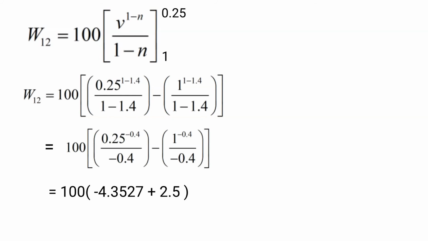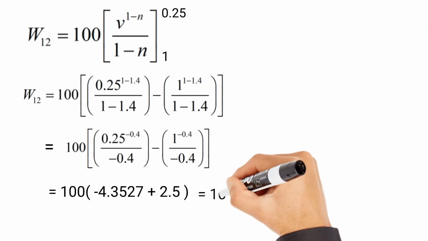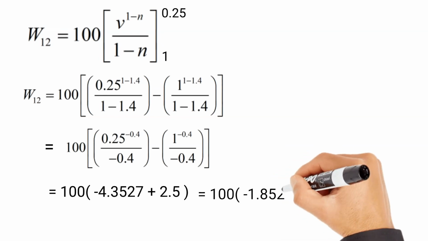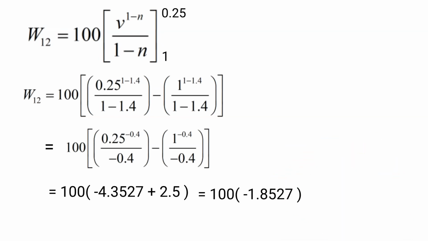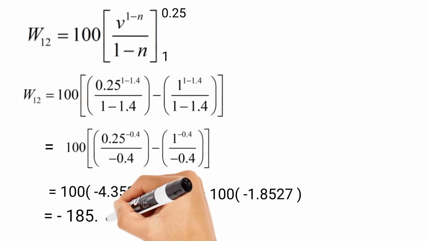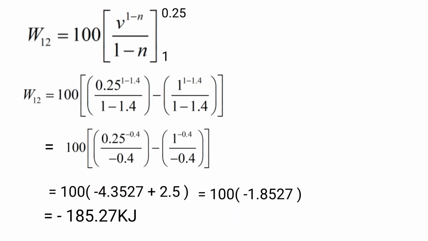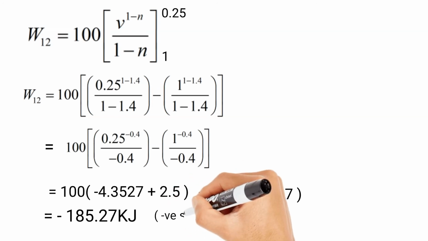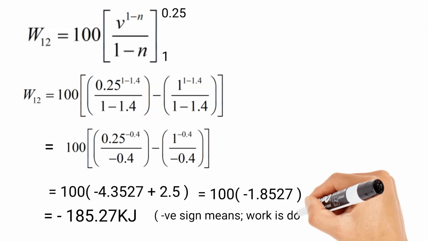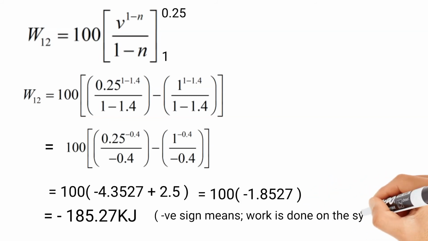Okay, so when you add the values inside the bracket, you have 100 into minus 1.8527. Multiply with 100, we're going to have W12 as minus 185.27 kilojoule. The negative sign simply means work is done on the system by the surrounding.